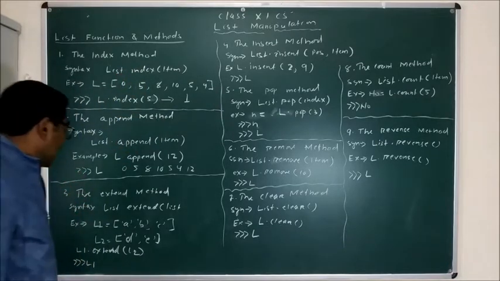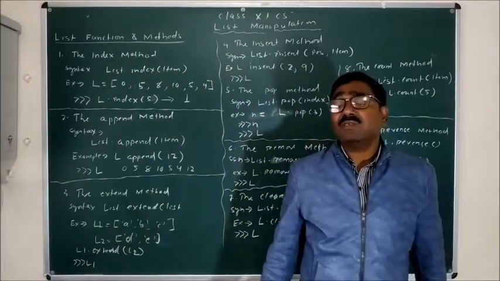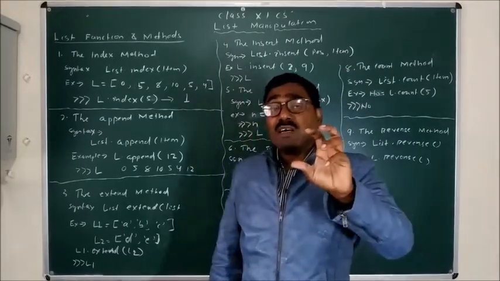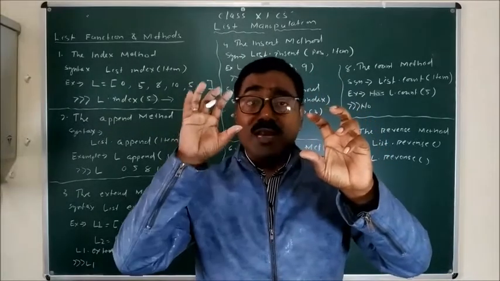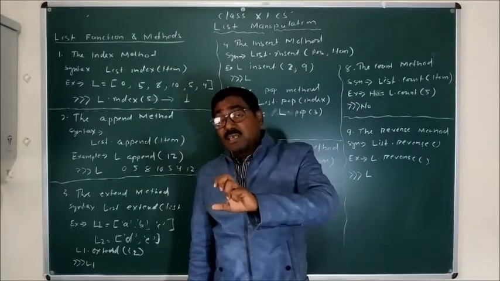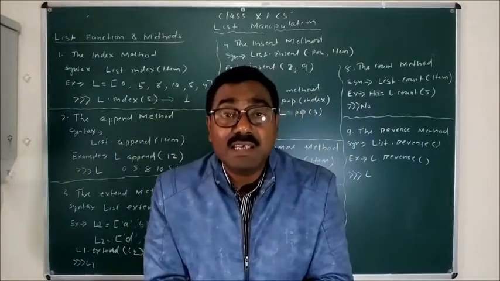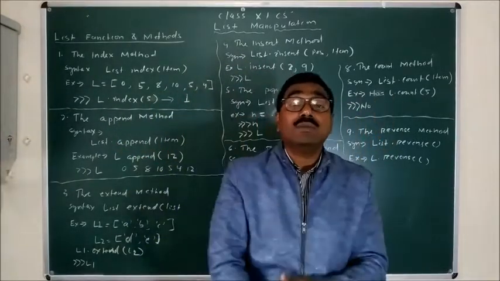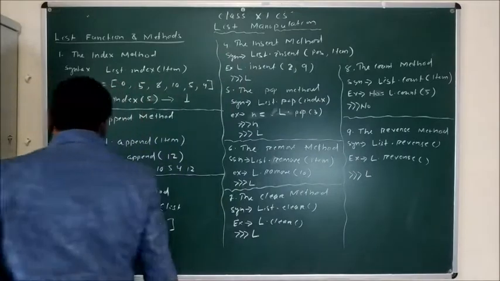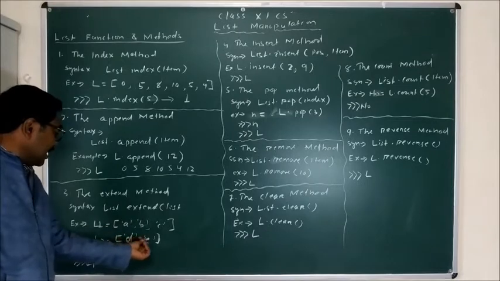The next command is the extend command. Extend and append are very similar, but the difference is that in the append command you can add an item at the end of the list, whereas the extend command is used to add a list at the end of another list. That means 2 lists can be merged using the extend command. Suppose 2 lists are there, L1 and L2. L1 has A, B, C and L2 has D and E.